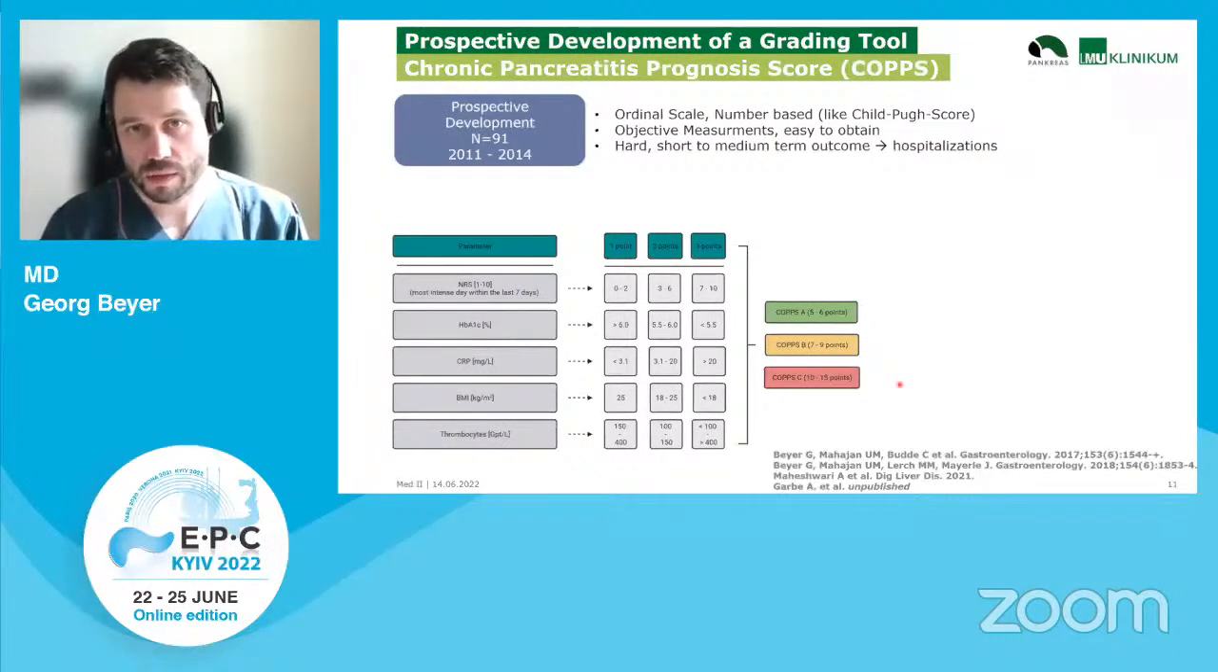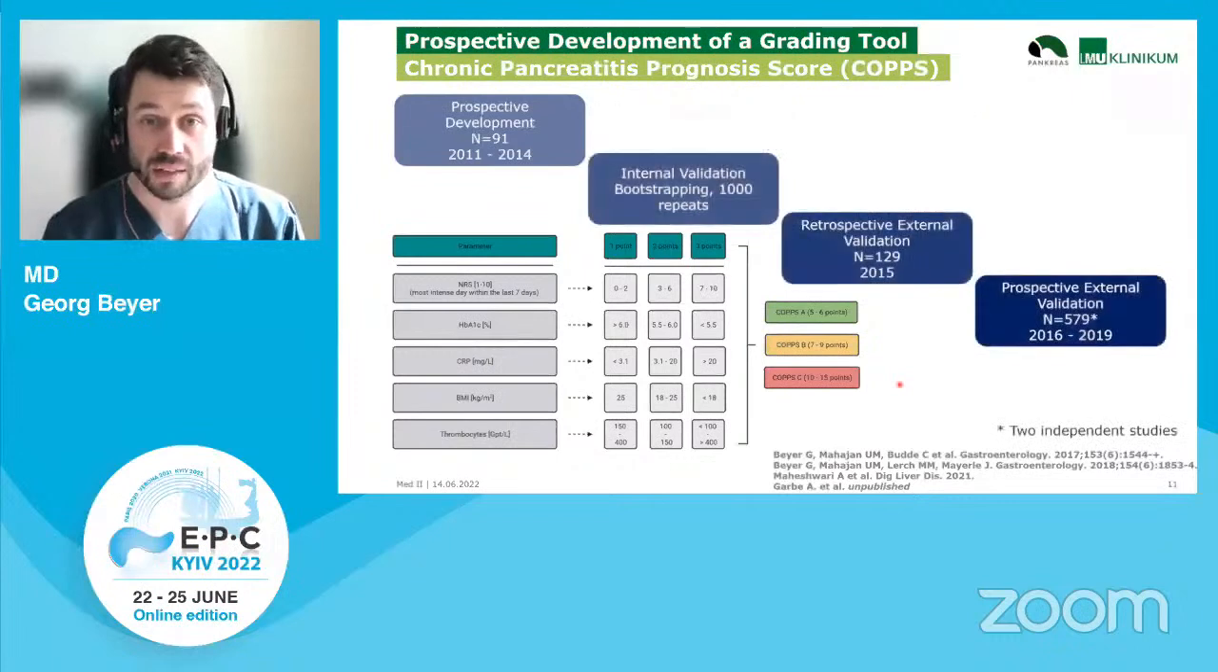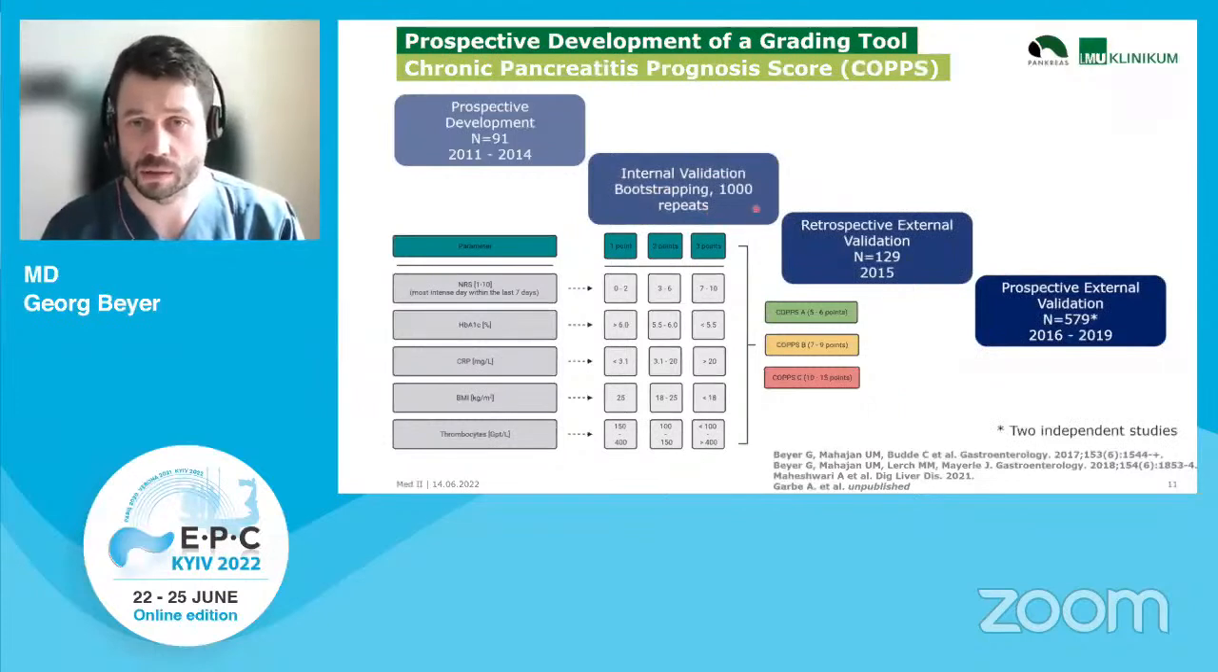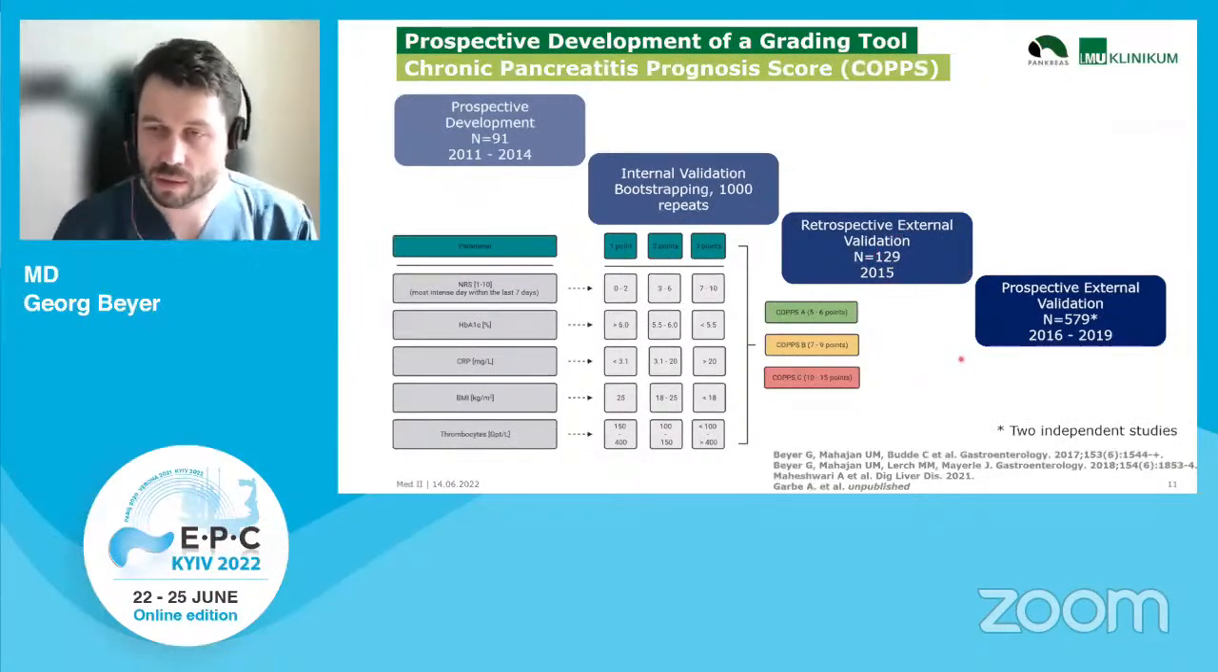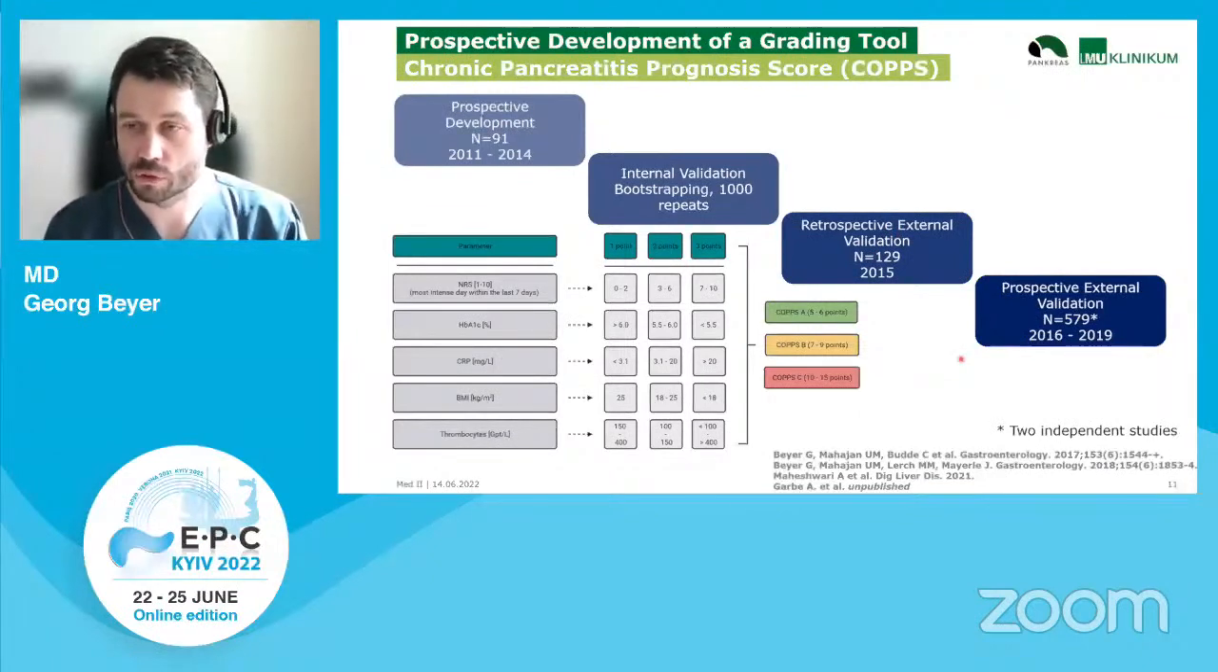Then this chronic pancreatitis prognosis score, short COPS, underwent validation. That meant it was internally validated, so that's statistics with bootstrapping and then 1,000 repeats. It underwent retrospective external validation in a retrospective cohort of 129 patients. All of these data are included in the first publication. Then last year we arrived at a point where we were able to finish a prospective external validation study. Actually 2 studies, one conducted by our own group with 15 expert centers from around the world, and another one that was completely independent of any of our initiatives, from India.